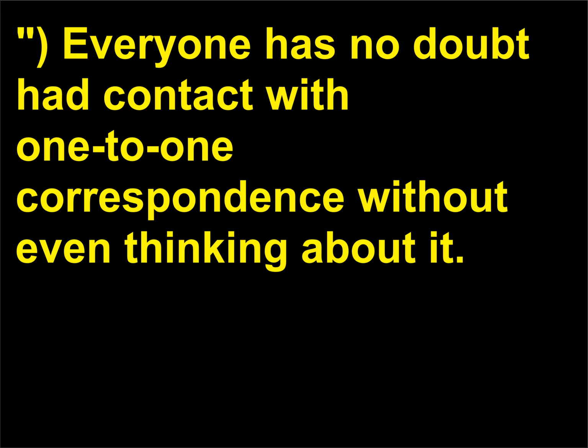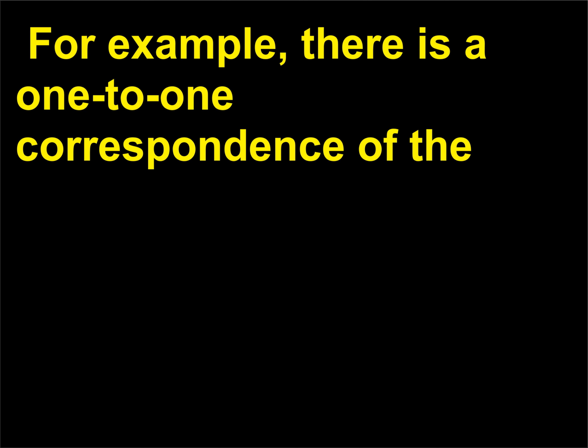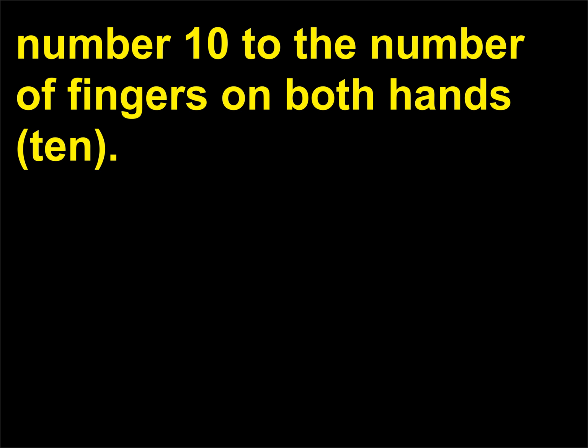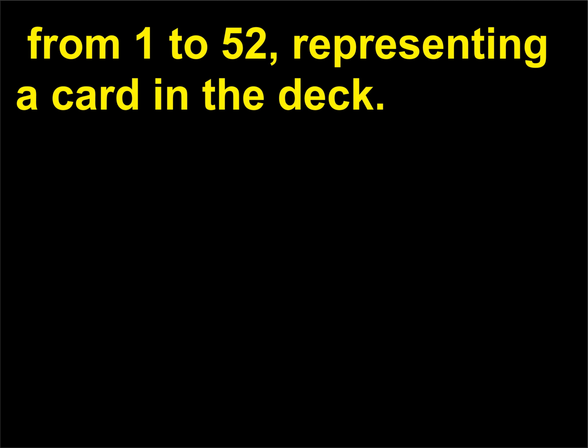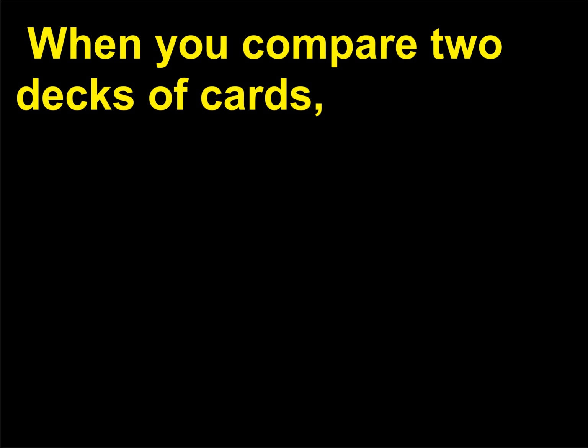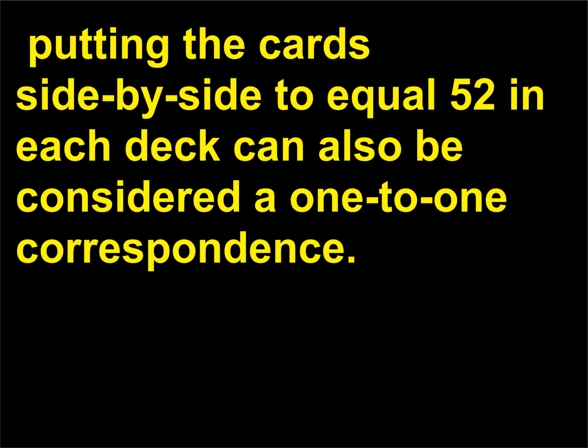Everyone has no doubt had contact with one-to-one correspondence without even thinking about it. For example, there is a one-to-one correspondence of the number 10 to the number of fingers on both hands, 10. Counting a deck of cards is a one-to-one correspondence, each number from 1 to 52 representing a card in the deck. When you compare two decks of cards, putting the cards side by side to equal 52 in each deck can also be considered a one-to-one correspondence.